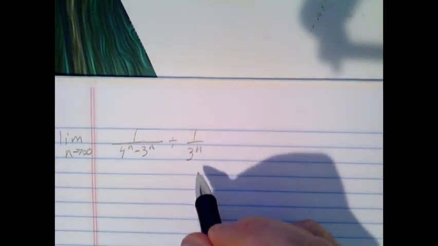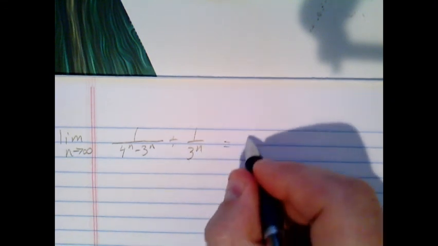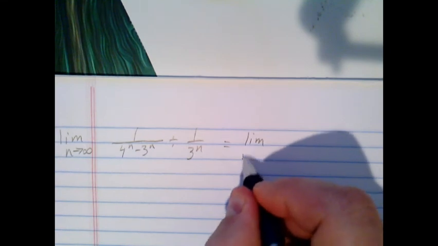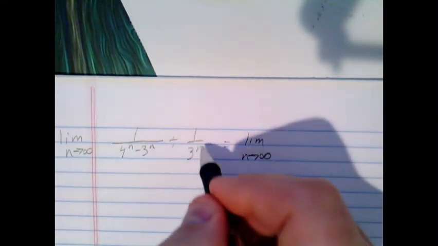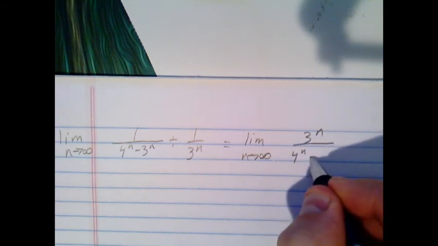So if I take the limit as n goes to infinity of the nth term of my series divided by the nth term of another convergent geometric series, let's see what happens here. I get the limit as n goes to infinity, I have to flip that again, of 3 to the n over 4 to the n minus 3 to the n. Now in this case, I would again multiply by 1 over 3 to the n divided by 1 over 3 to the n.